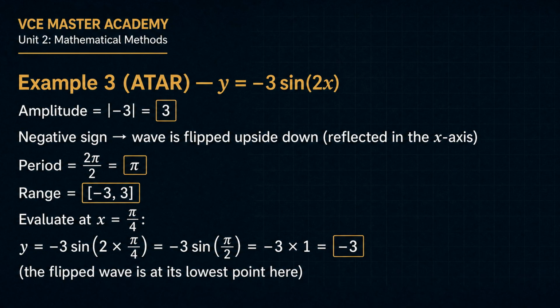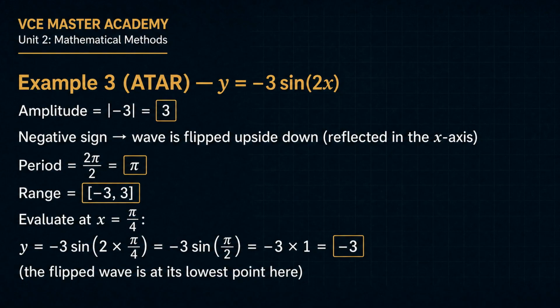Example 3, an ATAR style one, with a reflection. For y equals minus 3 sine of 2x, the amplitude is the size of minus 3, which is 3. Because the 3 is negative, the whole wave is flipped upside down, reflected in the x-axis. The period is 2 pi over 2, which is pi. The range is from minus 3 to 3.